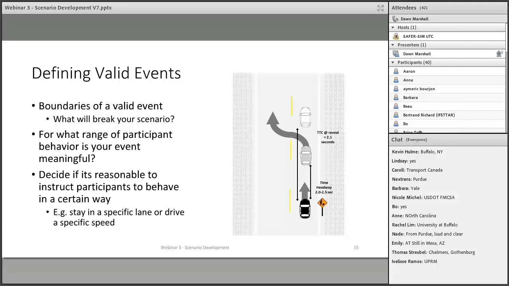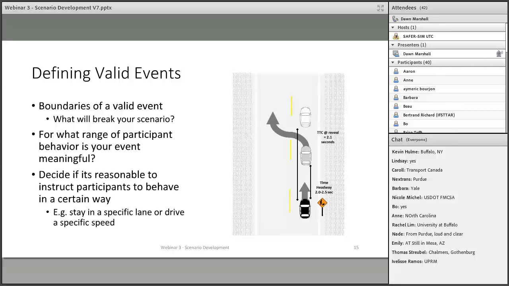And then a little bit more about defining valid events. We've talked about that for a few moments, but here I want to talk about what will break your scenario. For what range of participant behavior will things continue to go as planned? This is different from what I was talking about earlier, like whether you still have an equivalent or comparable event. This is just plain things going awry. And then, of course, for what range is it meaningful, which is back to what we were talking about before.